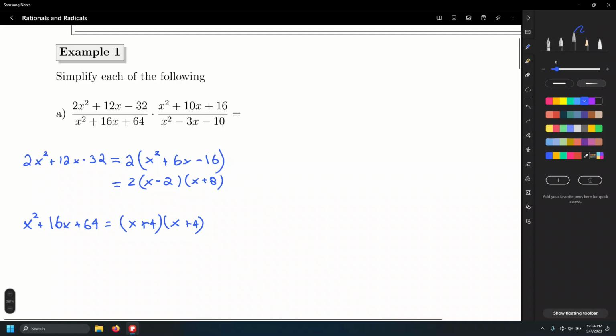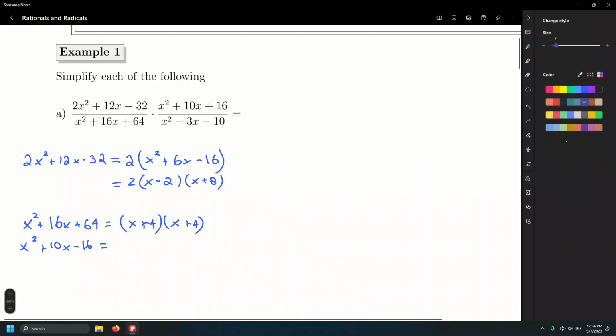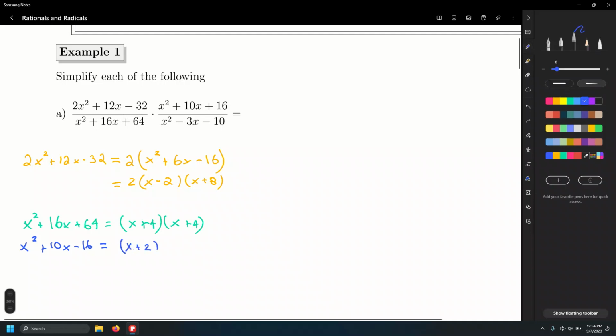You'll see why. All right, now let me go with the numerator of the second fraction, x squared plus 10x minus 16. In this case, how about factors of negative 16 that add up to 10? 2 and 8. So it looks like 2 and 8. Again, it's going to work. So x minus 2, x plus 8. All right, plus 16. Is that a plus? Oh, yeah, that's a plus 16. My bad.